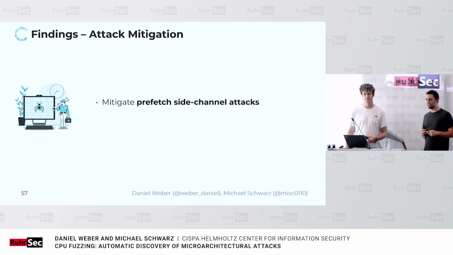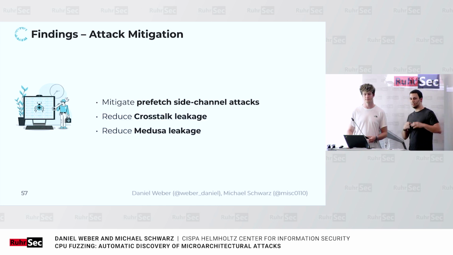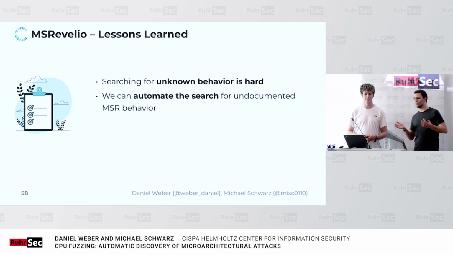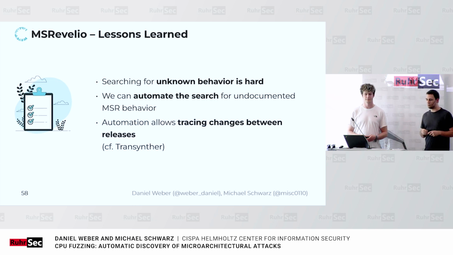And for the mitigations, we also tried that, and we've seen we can get rid of entire attacks like prefetches that we have seen yesterday. We can reduce leakage for crosstalk or Medusa. So this is quite nice, although it's not easy. I mean, there's still a lot of undocumented stuff. We have no idea, but we can show that this can be automated to some extent to find undocumented behavior and trace changes between releases here.